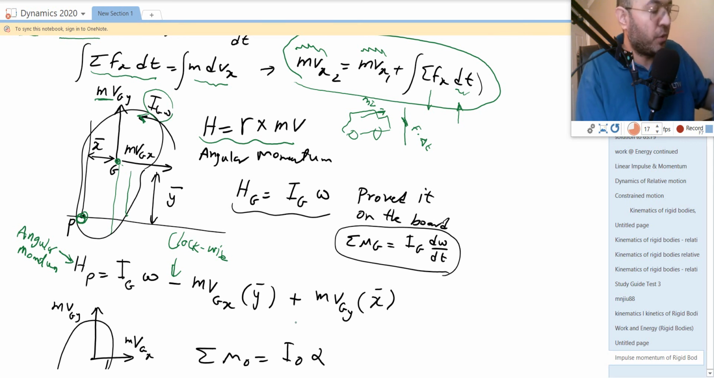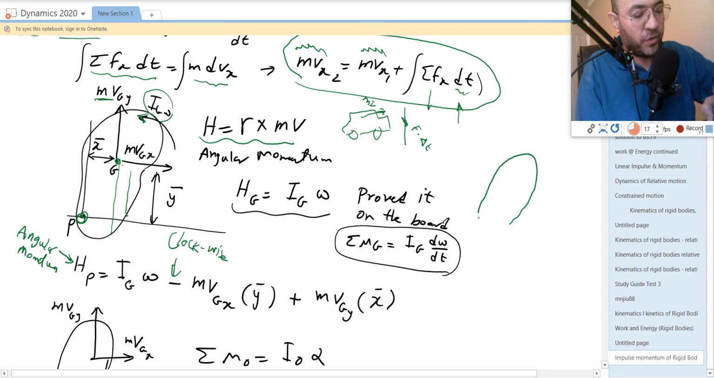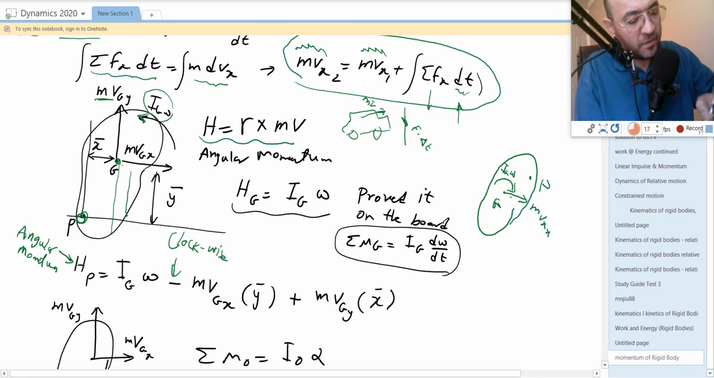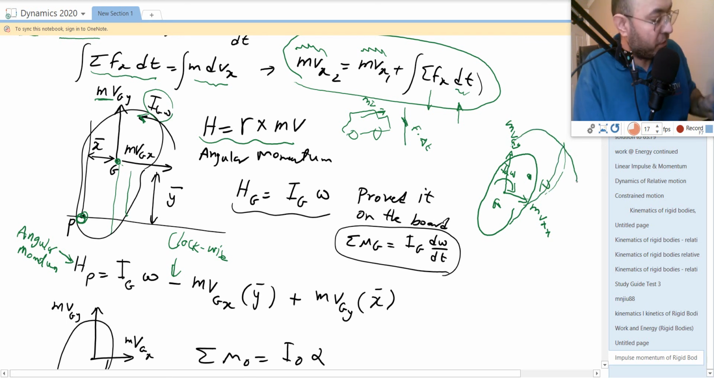But if the point P is in a different location, say P is here and G is here, your calculation will be completely different. In this case we have Ig omega, then mvgx, and then mvgy. If the point P is here, the x term is going to go counterclockwise, but the y term is going to go clockwise, so the sign will switch. We don't need to worry about that; this is just an example showing how that equation ends up.